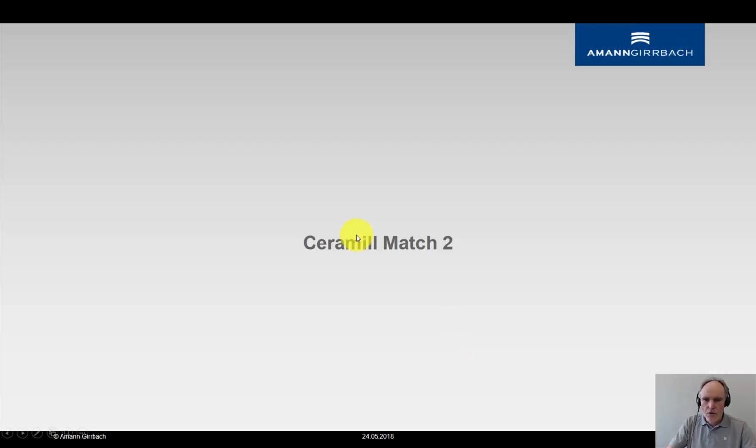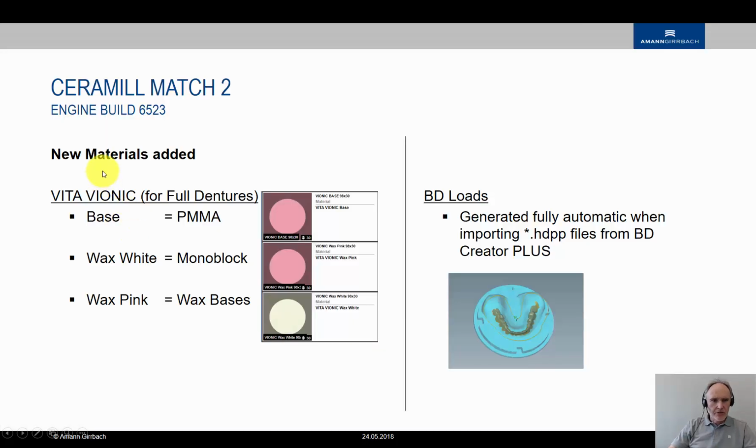Now let's pass to our matching module, nesting software, Ceramill Match 2. What's new here? New materials in the Match software. We have here in our library for the full dentures the blocks now also in PMMA. This is acrylic material for the Vita Vionic bases. You see here we have two pink ones. One is in PMMA, one is in wax, so that you can also mill monoblocks in wax bases. Here, wax pink and wax white are added to the material list.